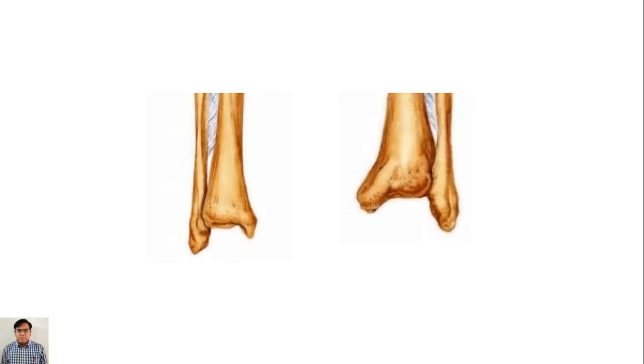On the inferior side, there is attachment of the inferior tibiofibular ligament, and in between the tibia and fibula there is the interosseous tibiofibular ligament. So this is the interosseous tibiofibular ligament.